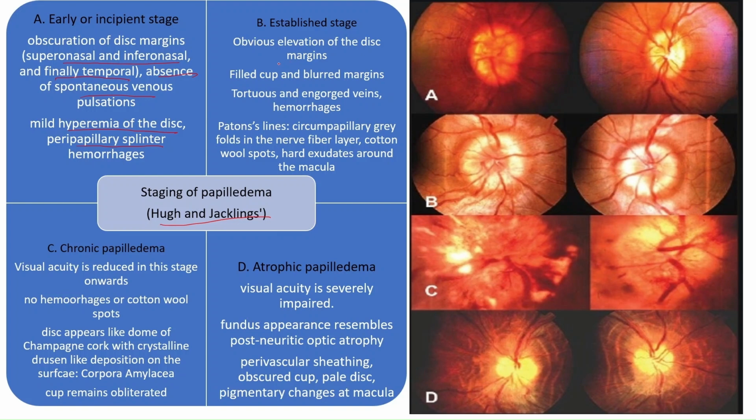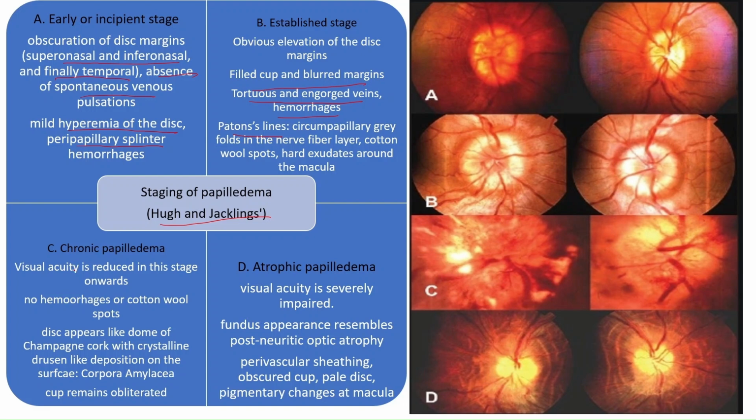In the established stage, all the margins are involved and the disc is well elevated. The cup is filled, with blurred margins. The veins become tortuous and engorged with presence of hemorrhages, and you see Paton's lines. You can also see cotton wool spots and hard exudates at the macula.